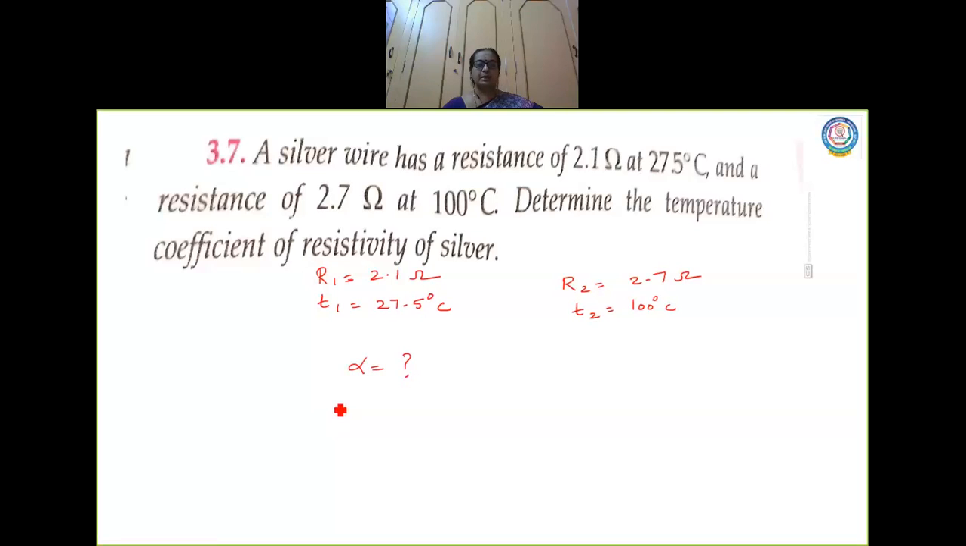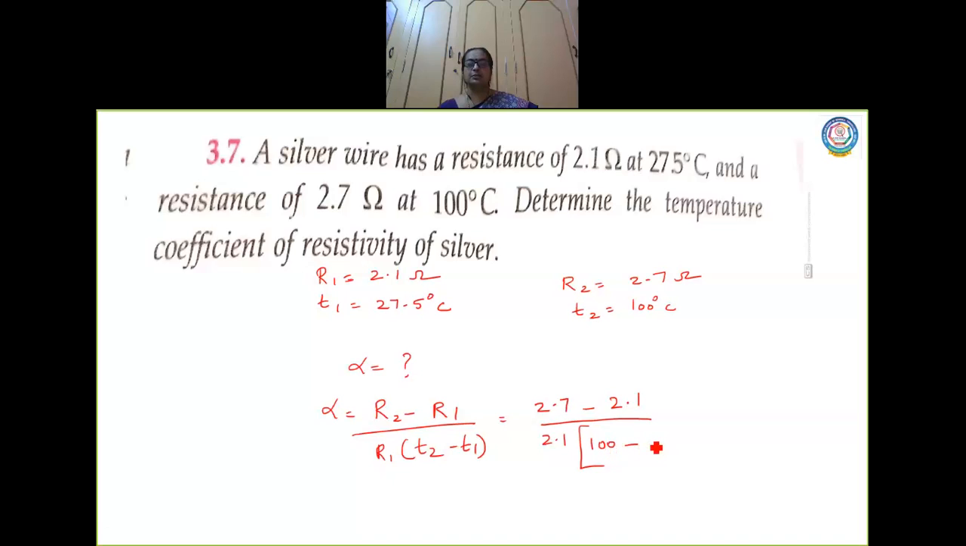So again write the formula: alpha equal to R2 minus R1 divided by R1 into T2 minus T1. Okay, right? Now substitute 2.7 minus 2.1 divided by R1, which is again 2.1, into T2 minus T1. T2 is 100 minus 27.5. Am I correct? Yes.